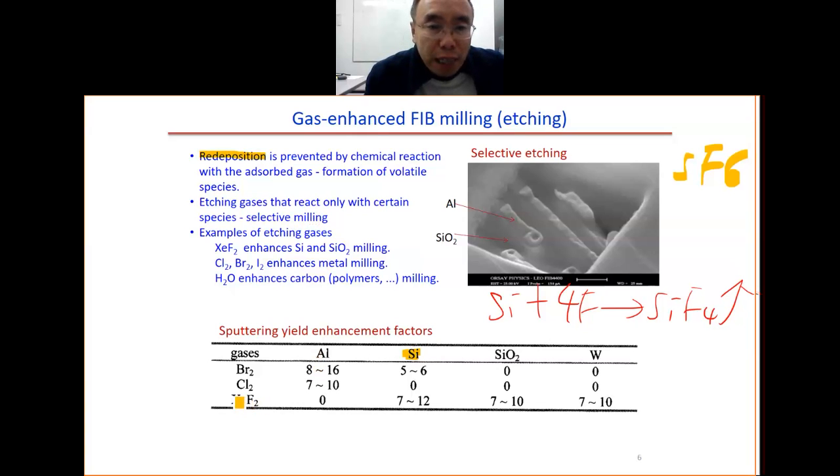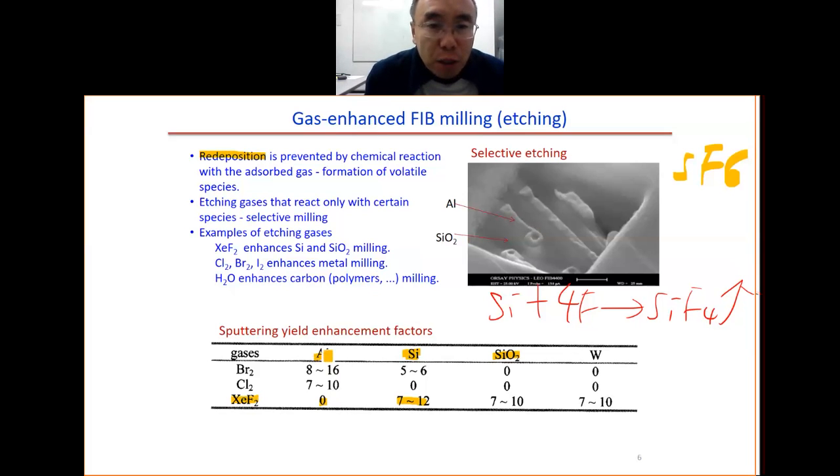For example, when we add this gas, the etching rate of silicon is enhanced by 10 to 12 times. This is the sputtering yield enhancement factor. But for aluminum, there is no enhancement. As a result, when we add this gas, there will be selective etching of the silicon without etching of aluminum. The same is true for silicon dioxide: the oxide is also enhanced, but aluminum is not etched. As you see here, the oxide is etched very fast, but for aluminum metal the etching rate is much slower.